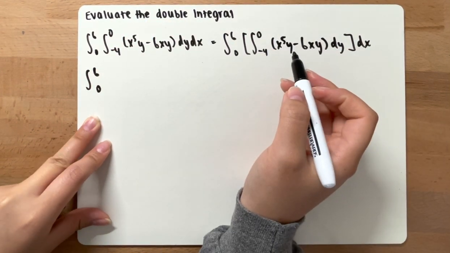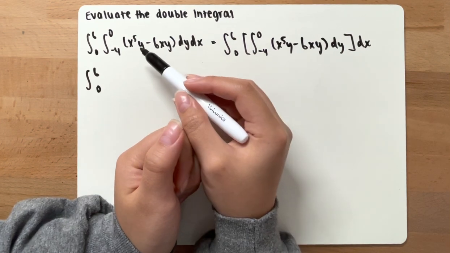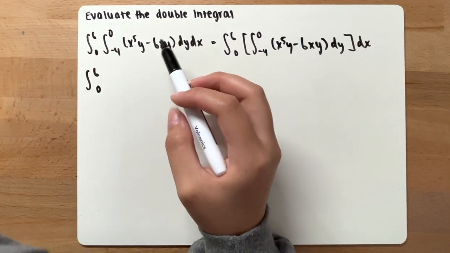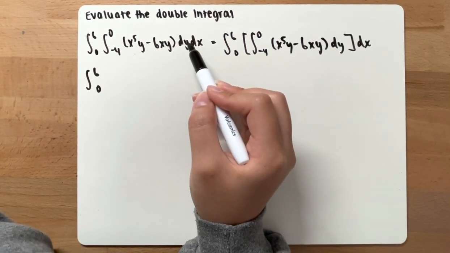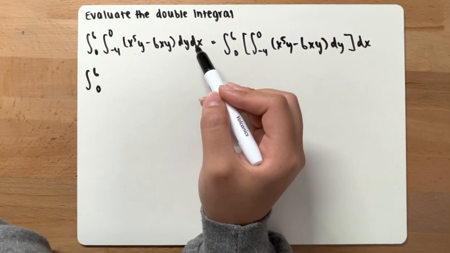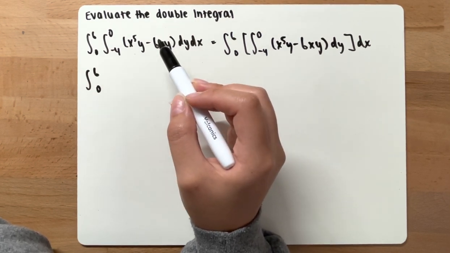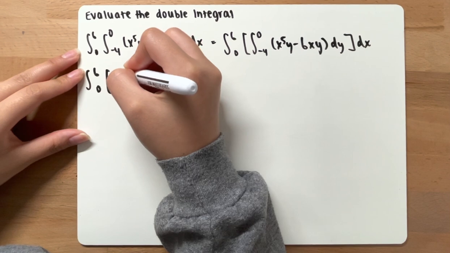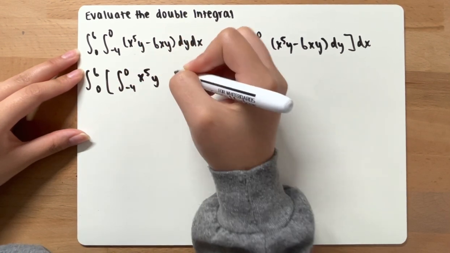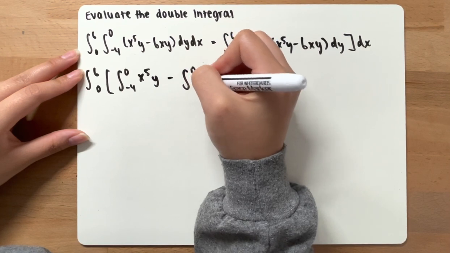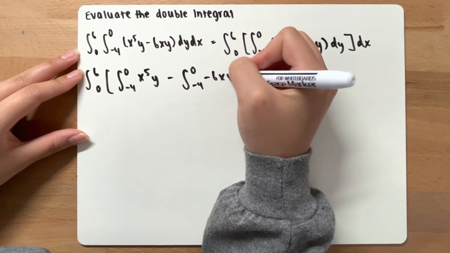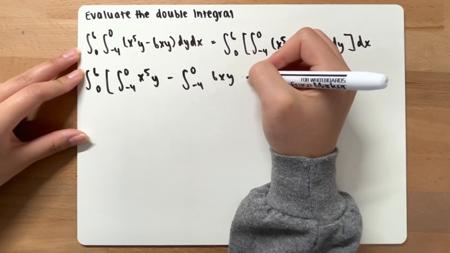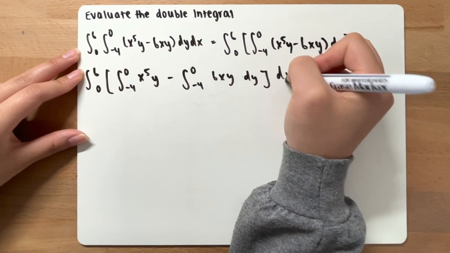But when you have something where there's y on both sides, so y here and then y here, and you want to integrate with respect to dy, you want to distribute the integral. So you will then have the integral from 0 to -4 of x^5 y minus the integral from 0 to -4 of 6xy. Oh no, you don't need the -6 because the minus is already here. So dy and then dx on the outside.